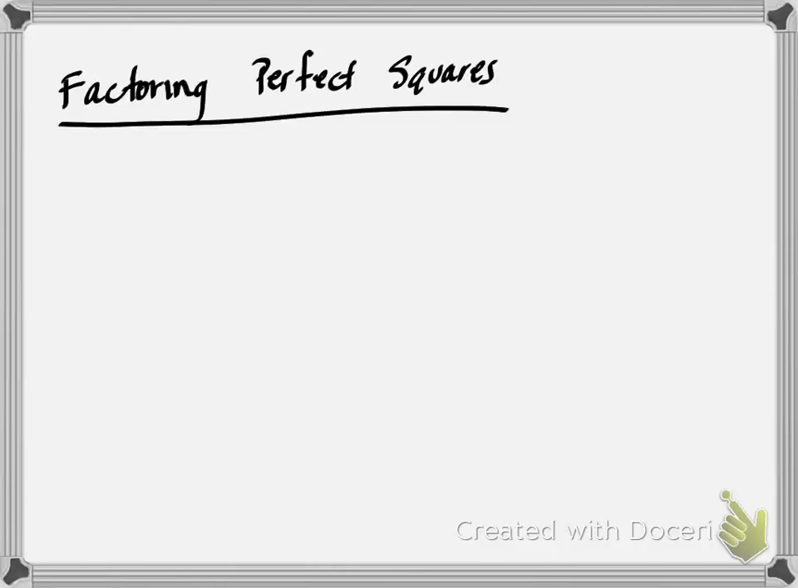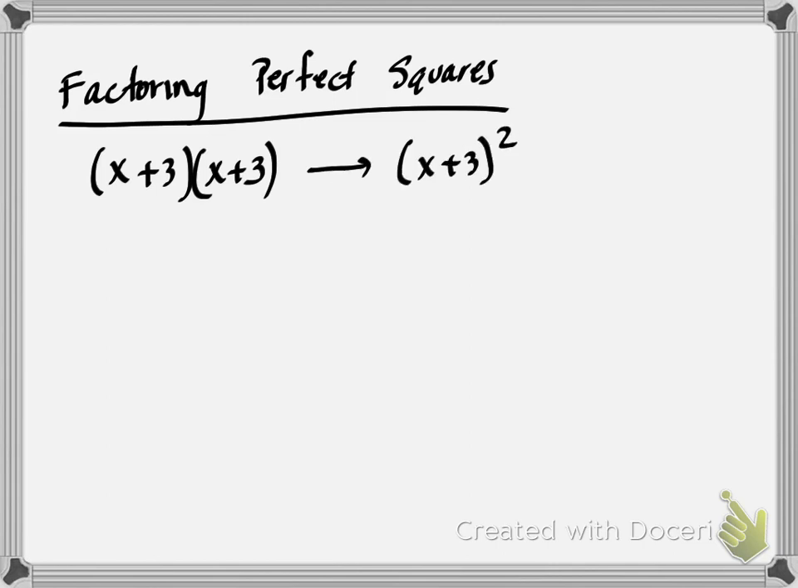Okay, in this lesson, we're going to talk about factoring perfect squares. And a perfect square is essentially, what they're saying is if you had the same thing in both parentheses, you could rewrite that as x plus 3 squared. And because it has a squared right there, we consider that to be a perfect square.